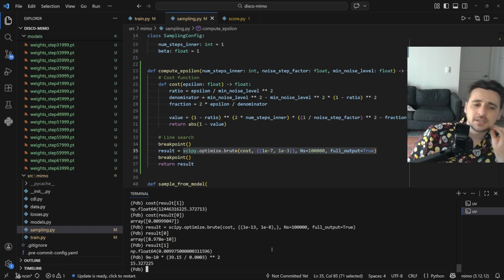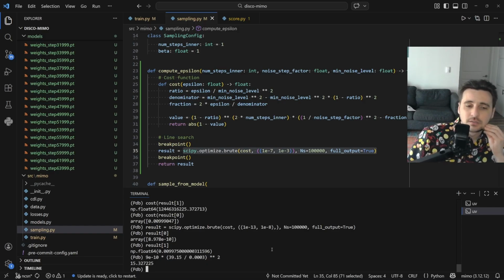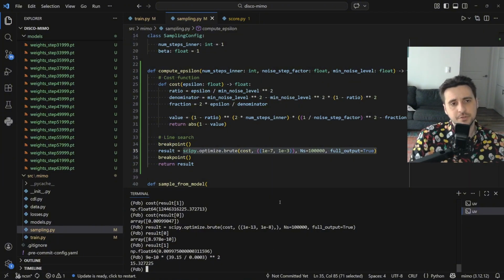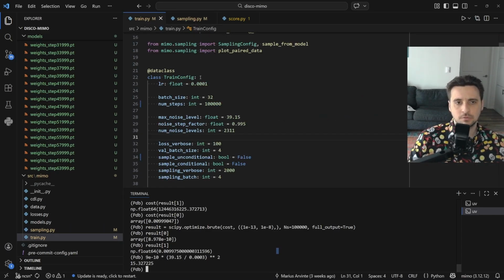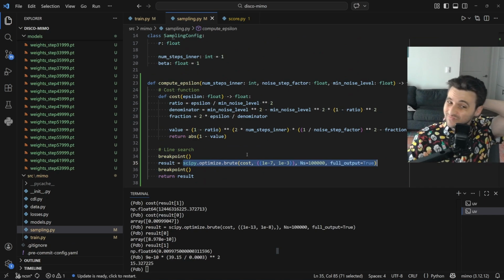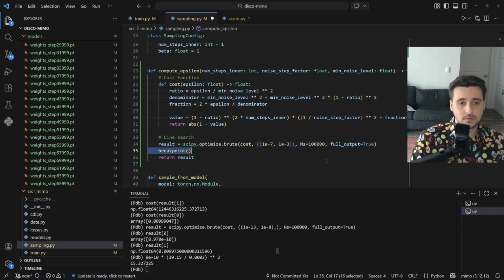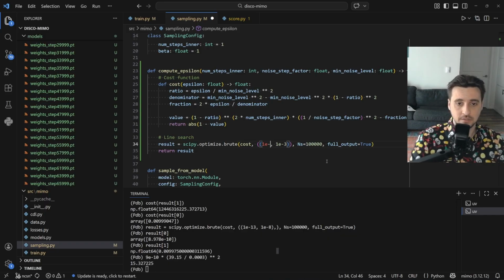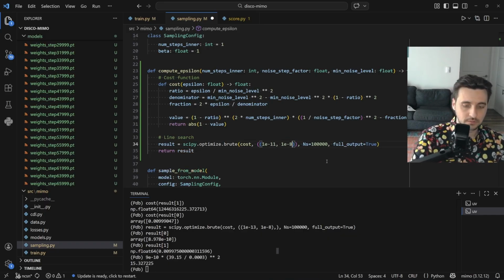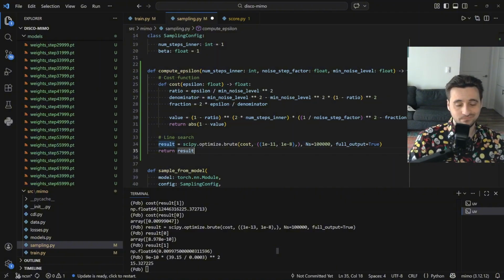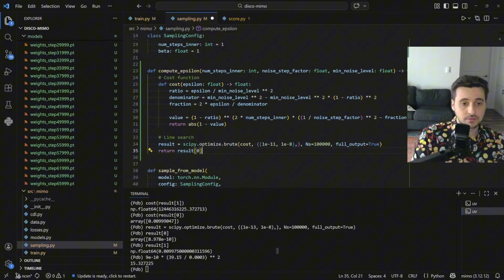Is my alpha really this much? 15? What am I trying to say here? Something is wrong then. Am I sampling the wrong way? Okay, so then I know how to fix this. 10 to the minus 11, 10 to the minus 8 tuple. Result of 0 will be the value.